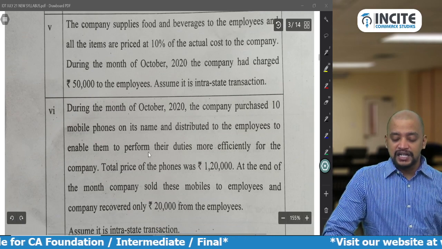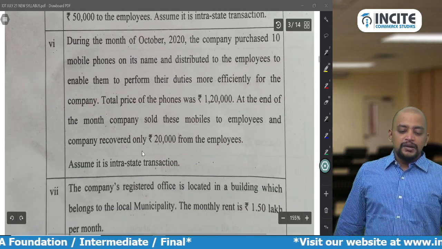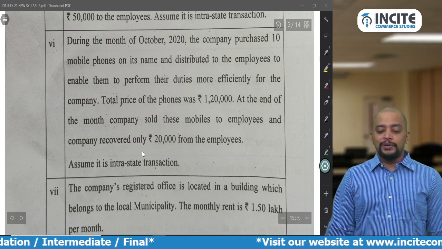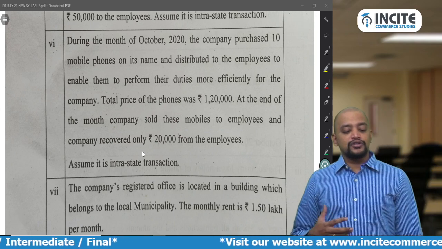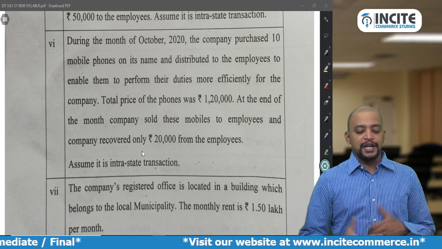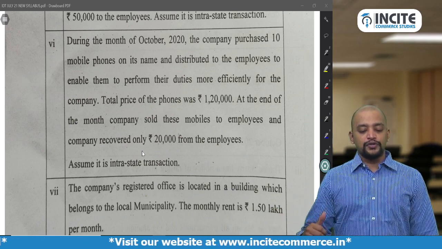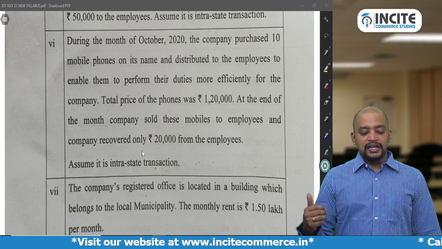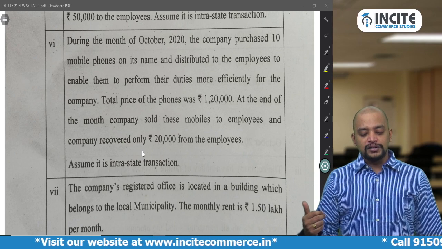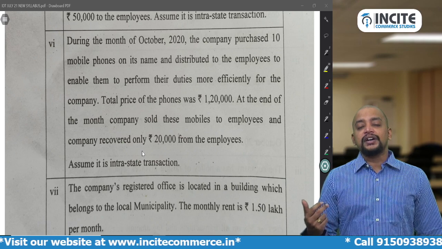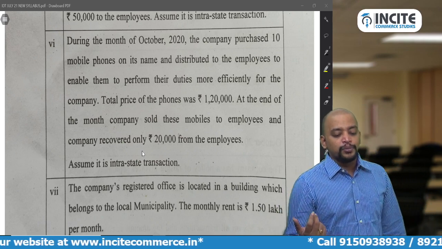Even the gift related point, you can see. Point number 6: during the month of October, the company purchased 10 mobile phones in its name and distributed them to employees to enable them to perform their duties more efficiently. The total price of the phones was 1,20,000. At the end of the month, the company sold these mobiles to employees and recovered only 20,000 from the employees.